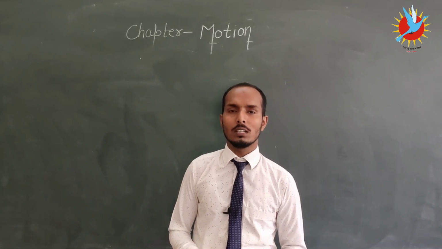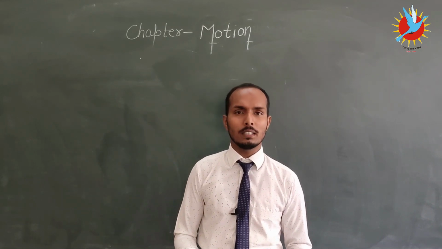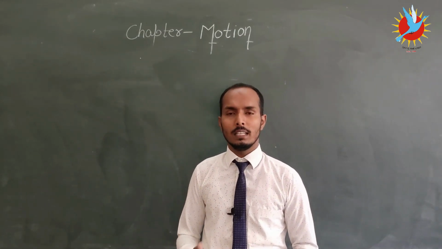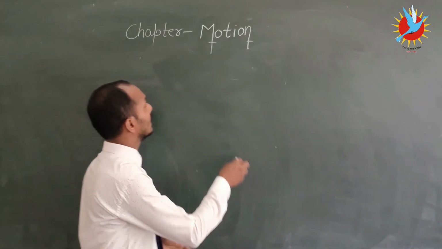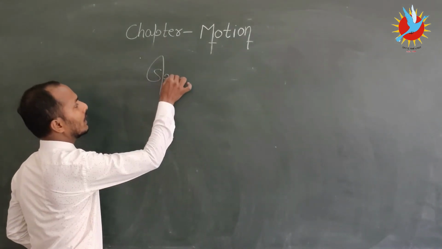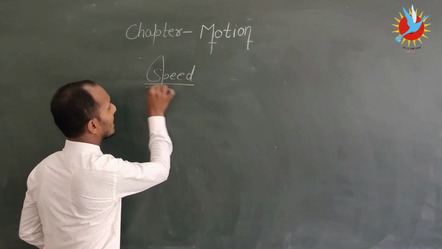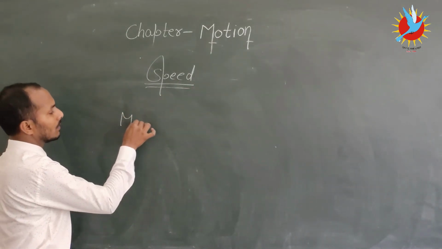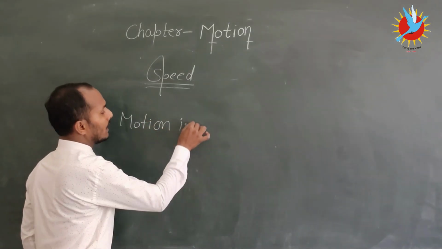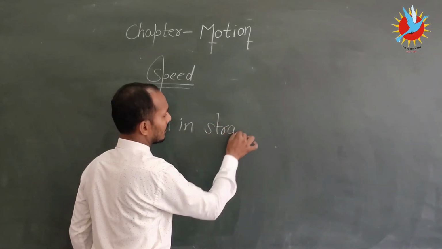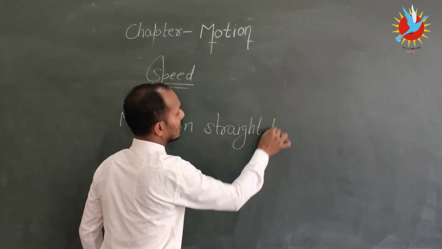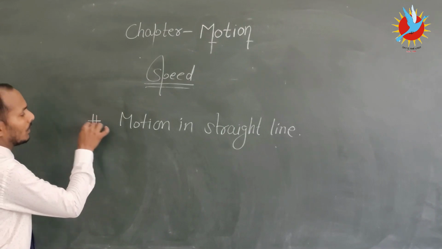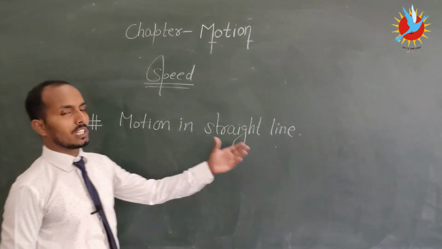Last time we discussed the terms reference point, distance, and displacement, and we did some numericals on distance and displacement. In this chapter we study the term speed, as well as motion in a straight line. So first of all, we discuss the term motion in a straight line.